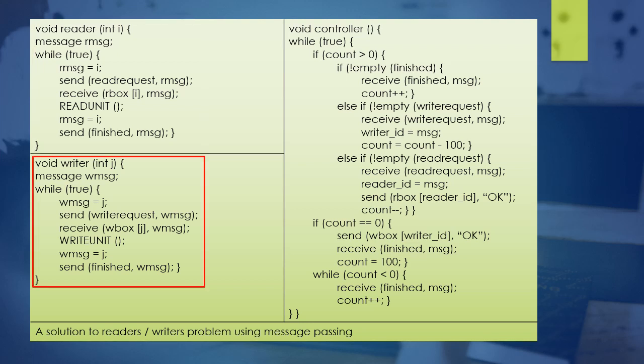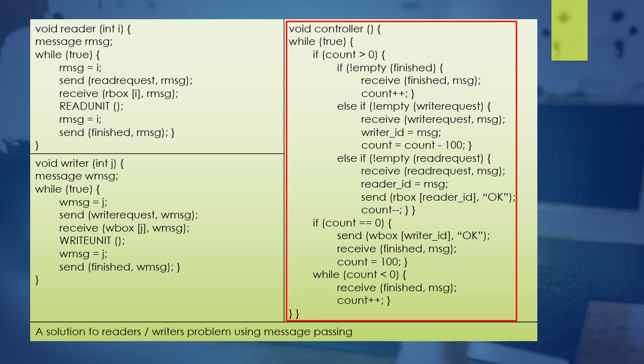Let us now look at the writer process. When a writer j wants to write, it places its ID j in a message called wmessage and sends it to the controller's write request mailbox. Then it blocks on receiving a message from the controller in its own mailbox, wbox j. After it has received this message, it starts writing the file. When it has finished writing, it places its ID in a message called wmessage and sends it to the controller's mailbox called finished.